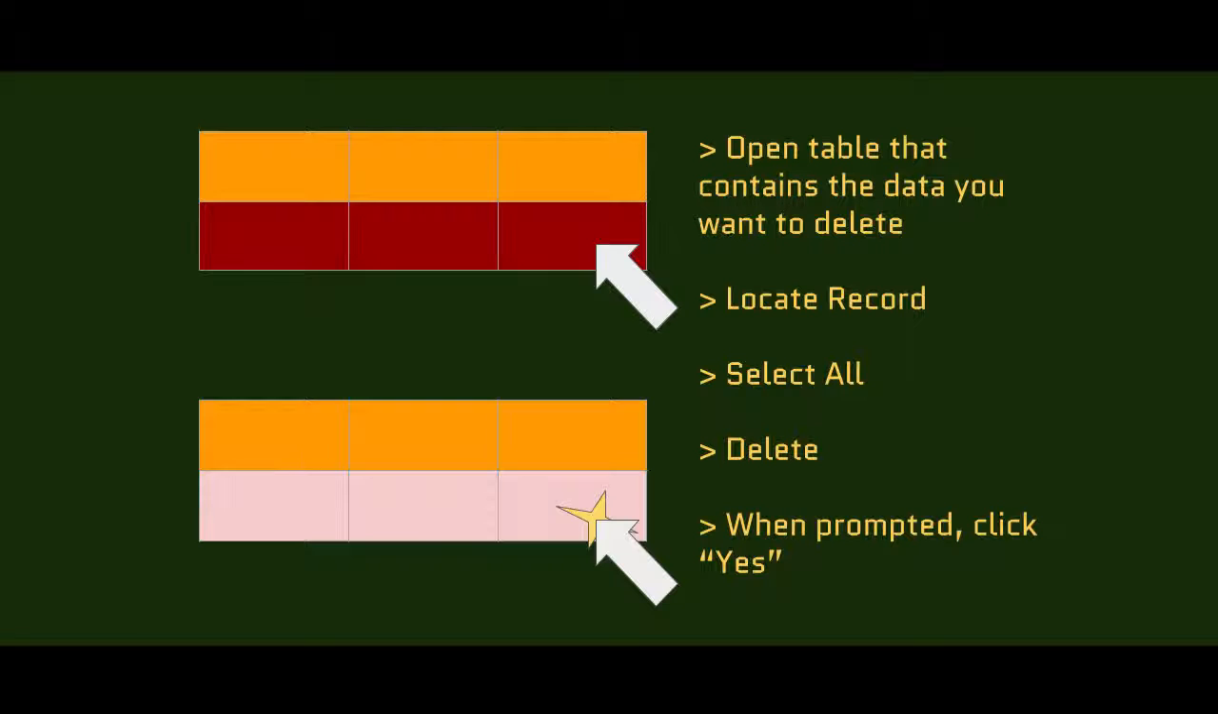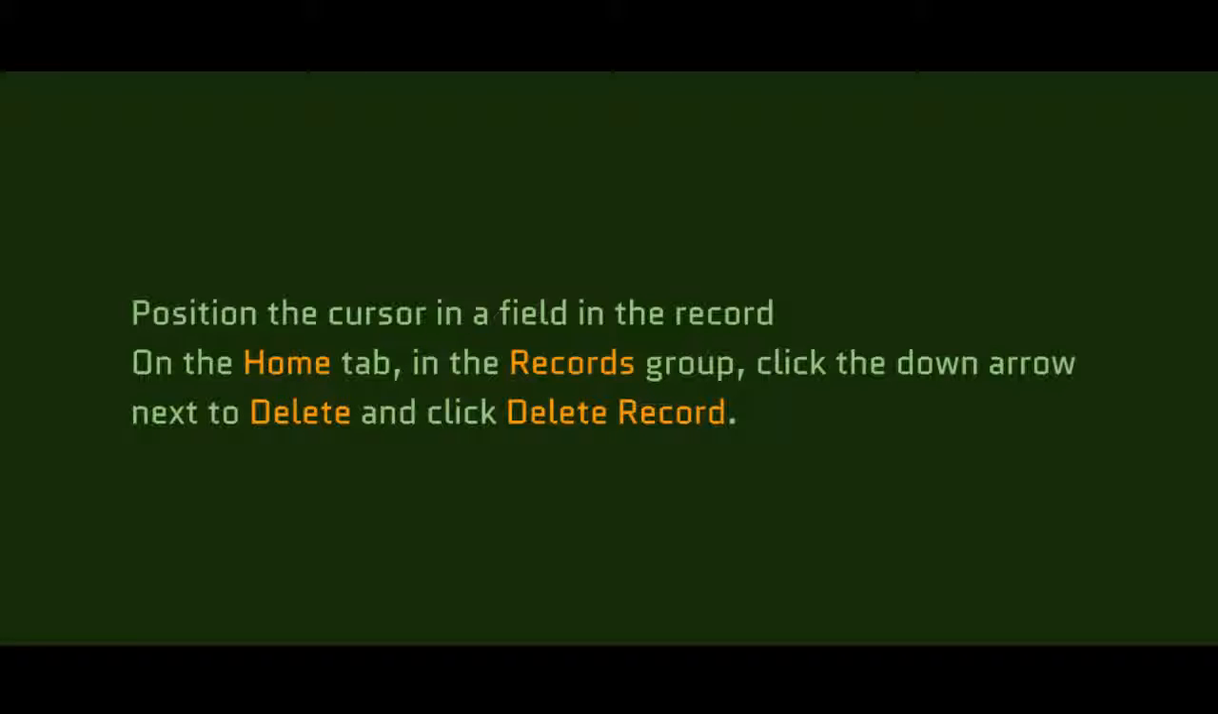Press Delete, or on the Home tab in the Records group, click Delete, or right-click the Select All button and click Delete Record. If you can't click the Select All button, position the cursor in a field in the record. Then, on the Home tab in the Records group, click the down arrow next to Delete and click Delete Record. When Access prompts you to confirm a deletion, click Yes.